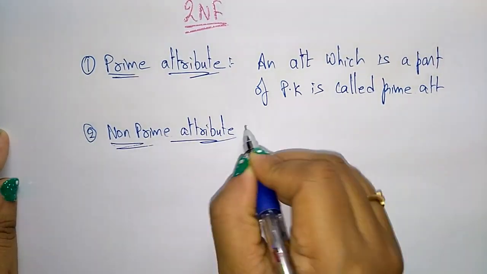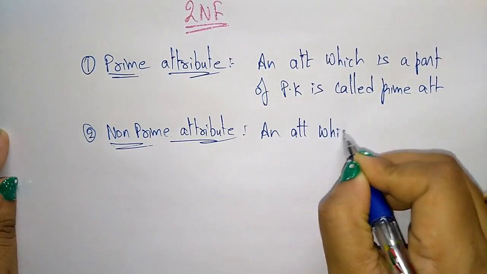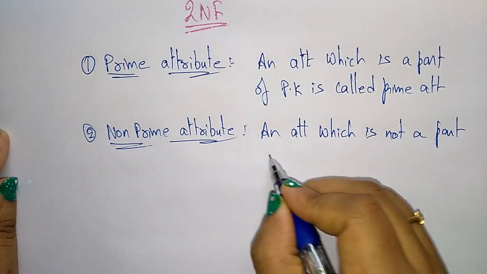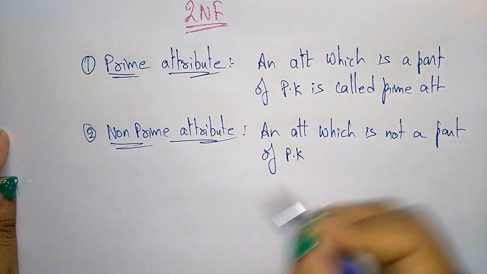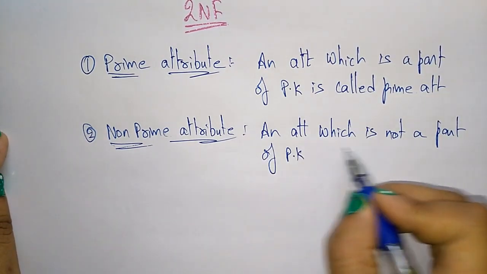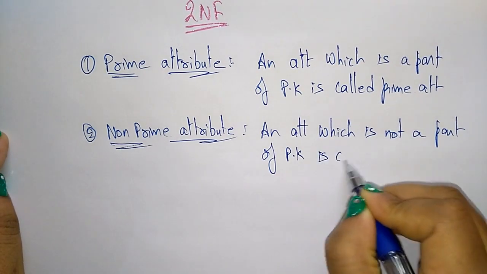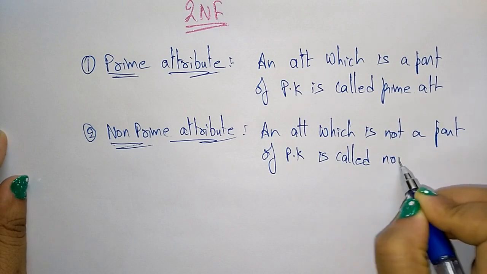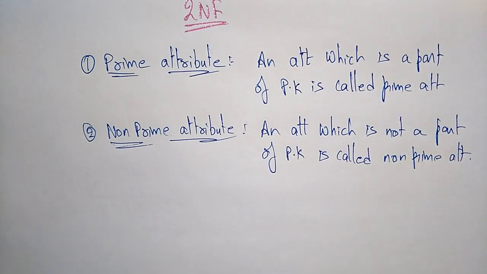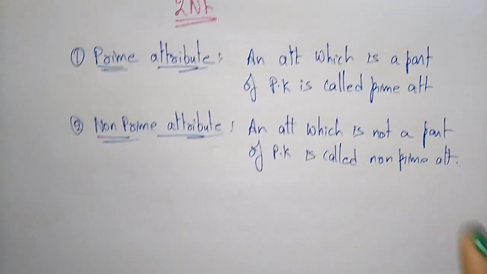Non-prime attribute: an attribute which is not a part of the primary key, which means this is a non-key attribute. You call it a non-prime attribute, meaning non-key attribute. The attribute which is not part of the primary key is called a non-prime attribute. Okay, so let's know about these two concepts, prime attribute and non-prime attribute.